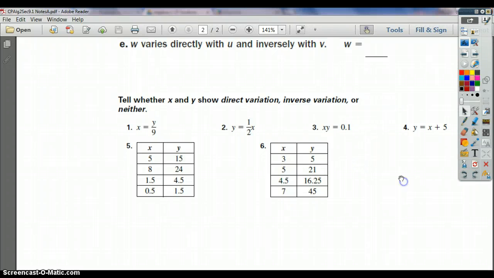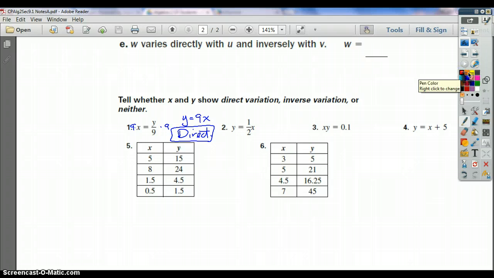All right, so let's go through our last 4 or 5 or 6 here, I should say, 6 problems. Tell whether x and y show direct variation, inverse variation, or neither. Okay, so first thing we're going to do is solve this for y. So I'm going to multiply 9 out. So y equals 9x. That would be direct. So there's number 1. Let's go through number 2. Okay? So this would be y equals half times x. There's nothing you have to do to solve for y there. That is direct variation. X is not on bottom, x is on top. That's what makes it direct.